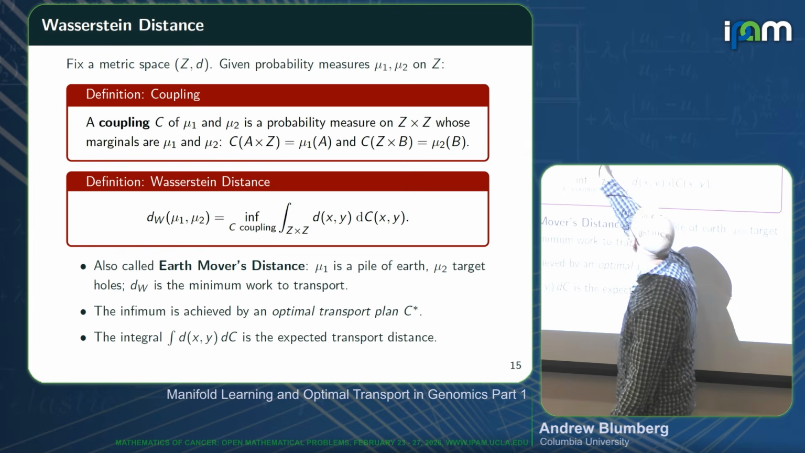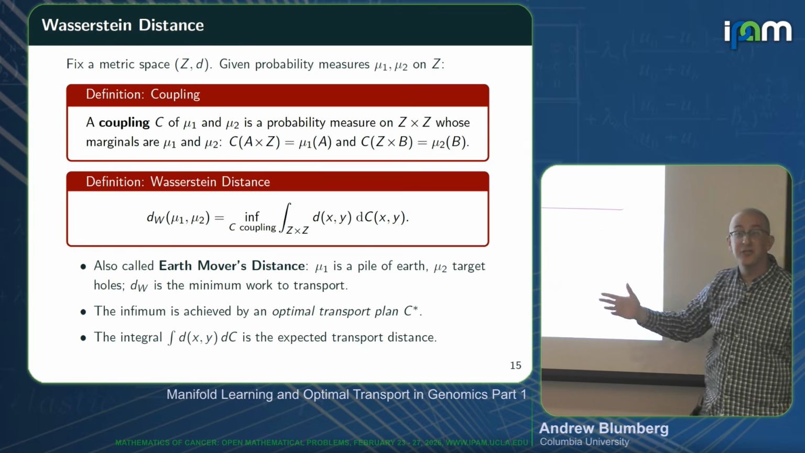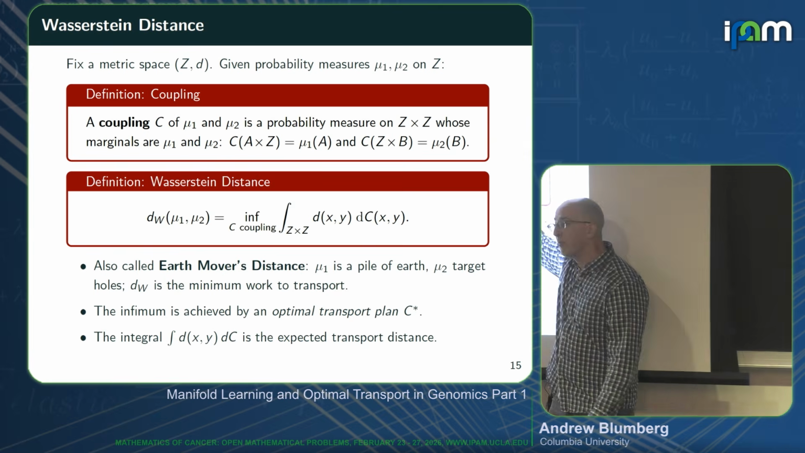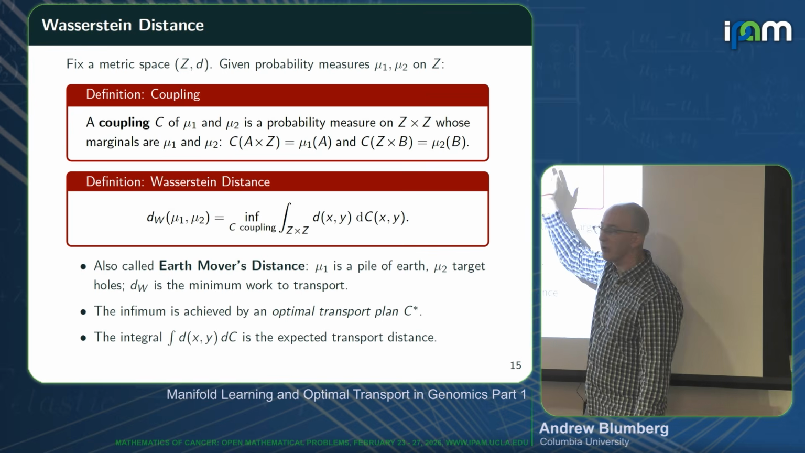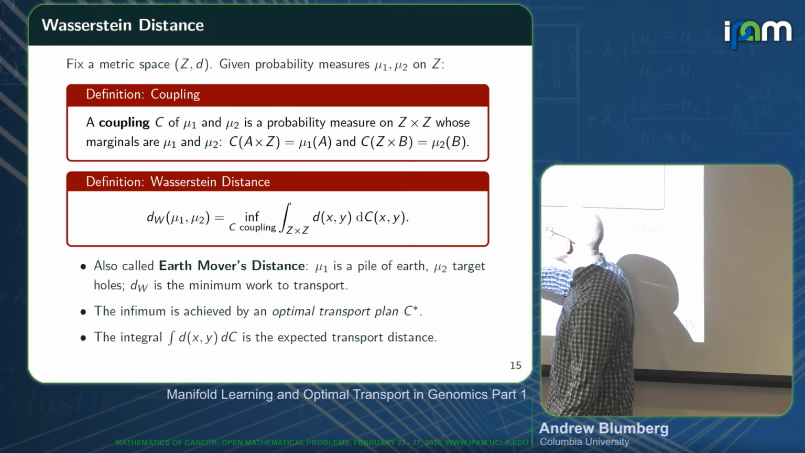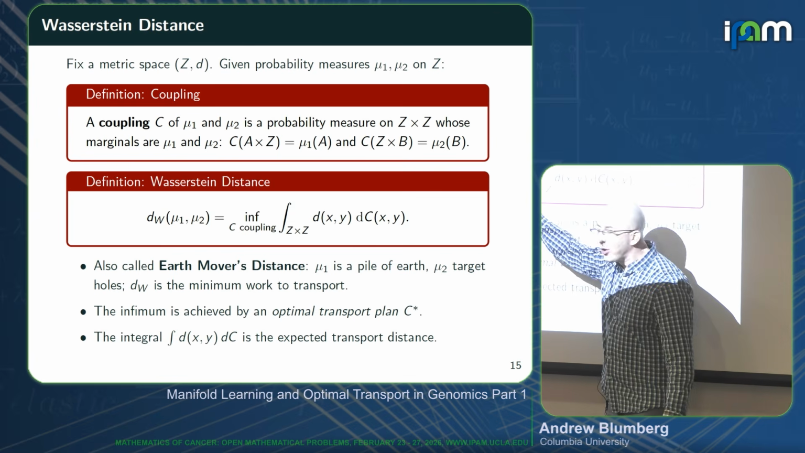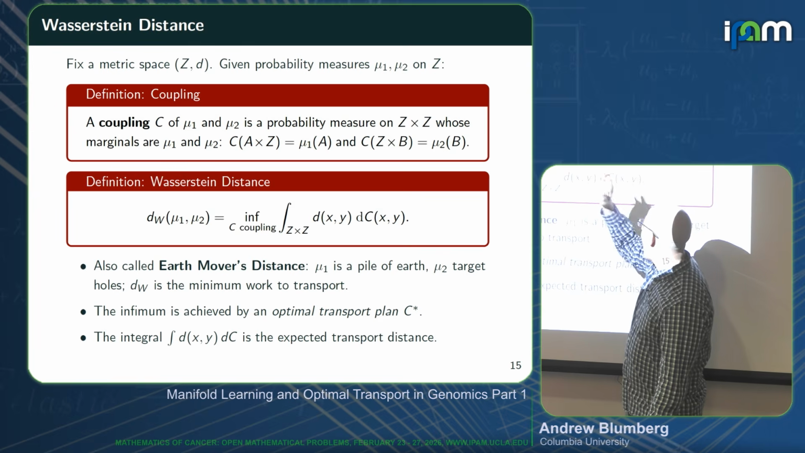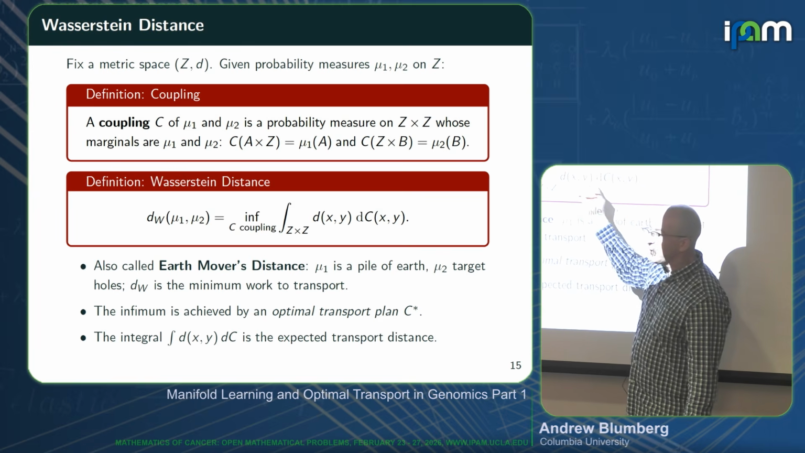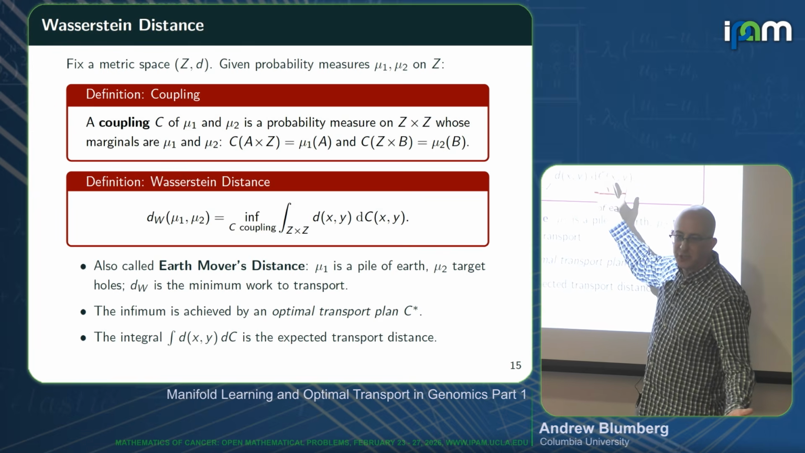You can think of this, I didn't write it this way, but there are projections from z cross z to z, and these are the push-forward distributions. They're pi1 and pi2. And now the Wasserstein distance we define as the inf over all couplings. You take the best matching, and you integrate the distance between points x and y over that matching.